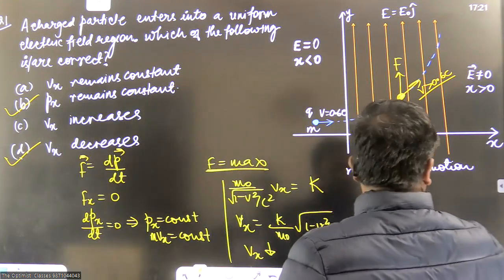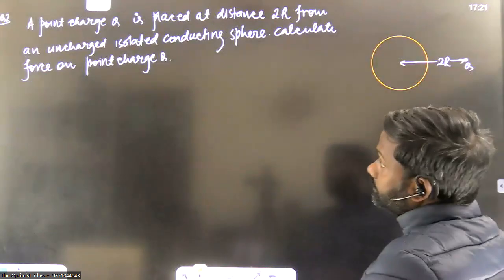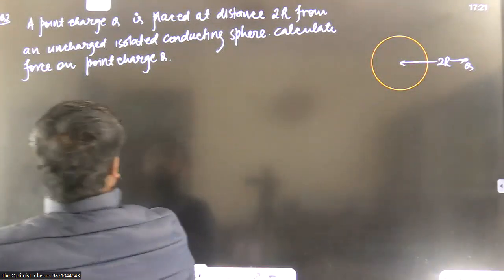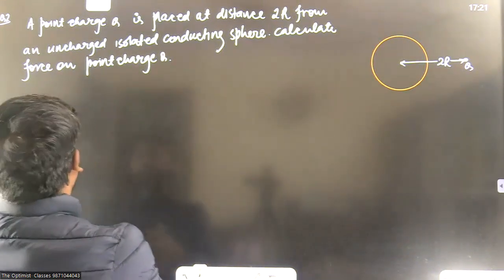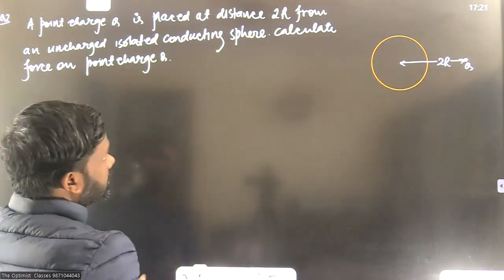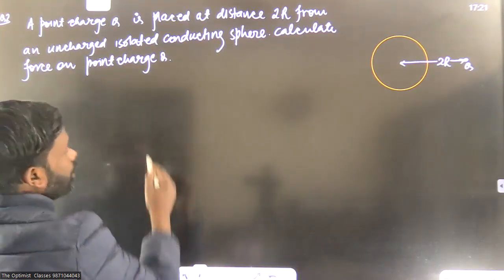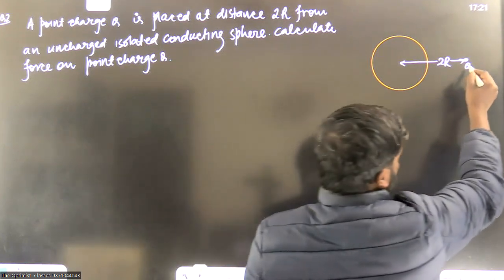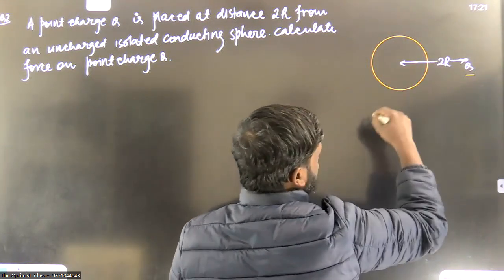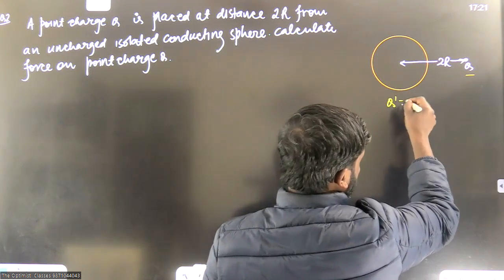Now let's move to the second question. It says a point charge q is placed at a distance 2r from an uncharged isolated conducting sphere. Calculate the force on point charge q. See, this is point charge q and this sphere doesn't have any charge. Its charge is 0. Let's say q dash is 0.